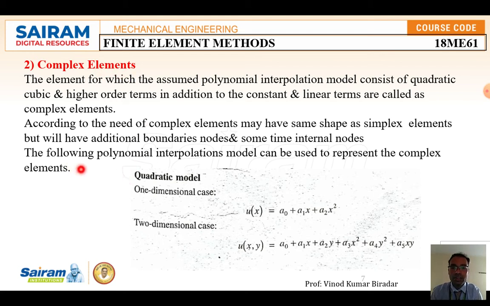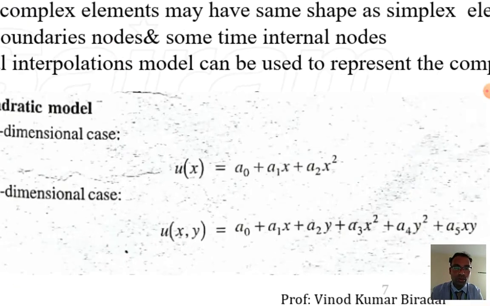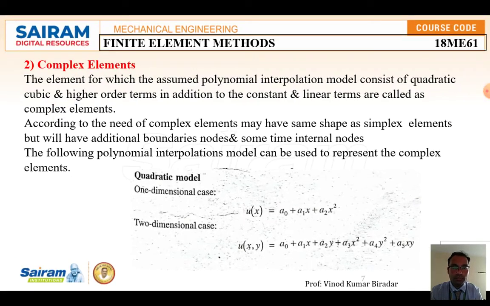The polynomial functions used for the complex element are like this. For a one dimensional element, this is the two noded element, and that is the three noded element, so u of x is equal to a naught plus a1x plus a2x square. For a two dimensional element, u of x comma y is equal to a naught plus a1x plus a2y plus a3x square plus a4y square plus a5xy. Let me explain this in detail while solving the problem, but you have to remember that a complex element simply means more nodes are present in that element.